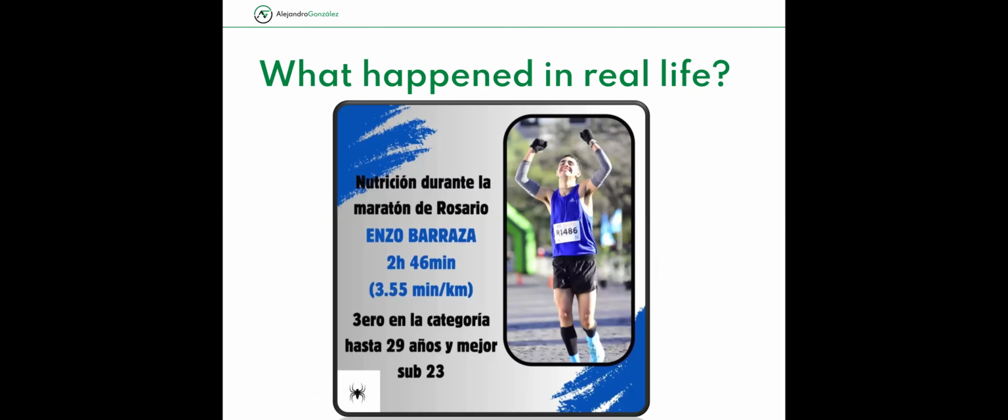What happened in real life? Renzo finished the race in 2 hours 46 minutes. That means a pace of 3 minutes 55 seconds. He got third place overall and first place under 23 years, because he is 21 at the present moment. That race was almost 2 months ago, more or less.